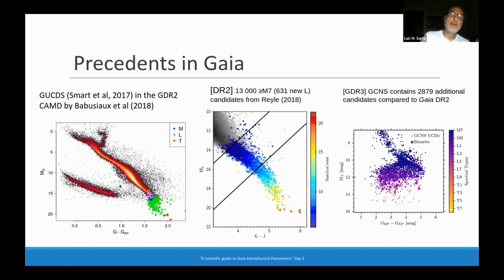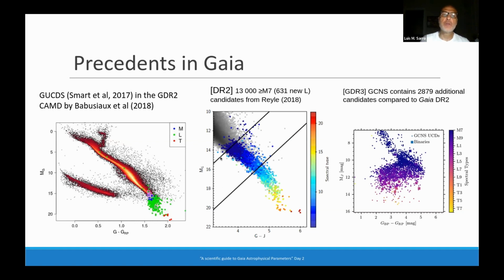They are shown in the leftmost plot as blue, green, and red circles for M, L and T ultra-cool dwarfs, superimposed on the DR2 color absolute magnitude diagram by Babusiaux et al. in 2018. So you can see this is the main sequence, and ultra-cool dwarfs are at the bottom faint red end of the main sequence.